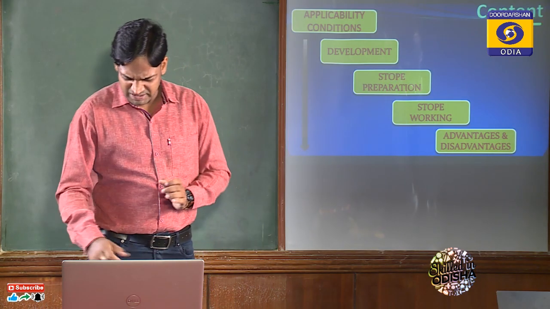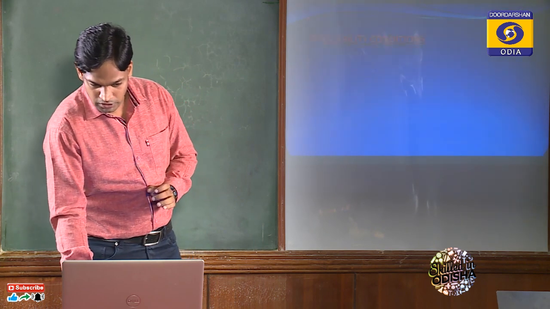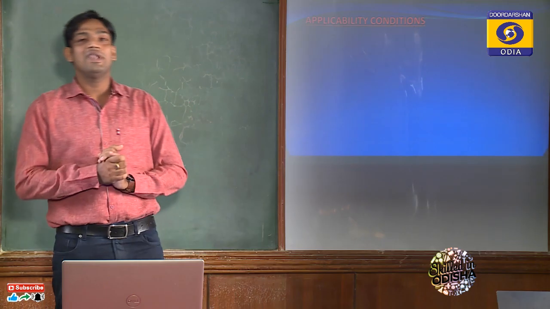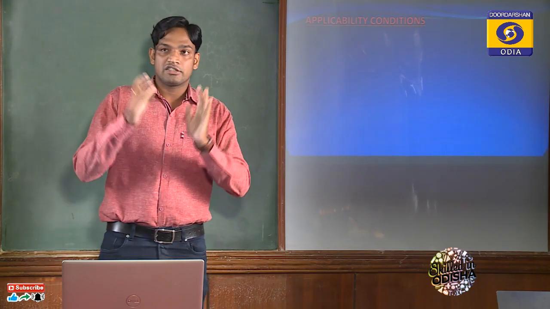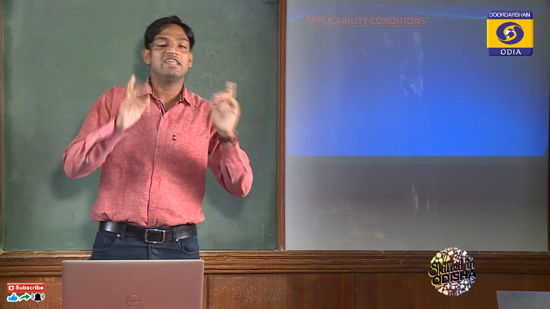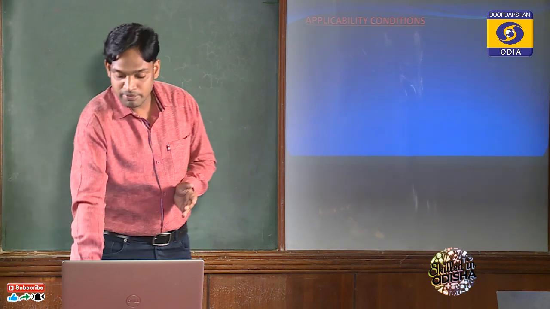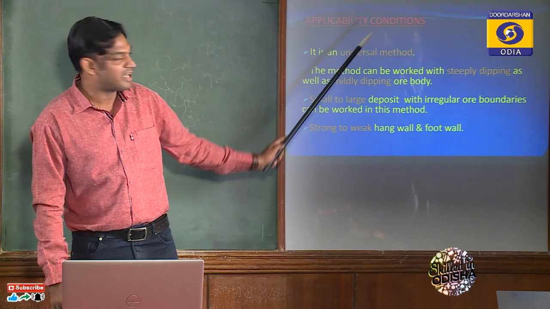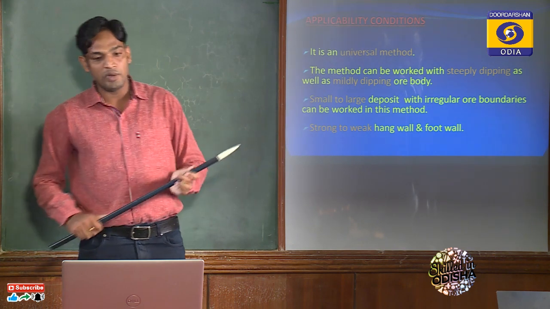So guys, let us start with the applicability conditions. In applicability conditions, we will learn the certain conditions under which the method is applicable. That means we have certain geological conditions, certain ore grade conditions, and certain ore availability conditions. Let us start. Actually, it is a universal method. Why is this a universal method? We will know later.